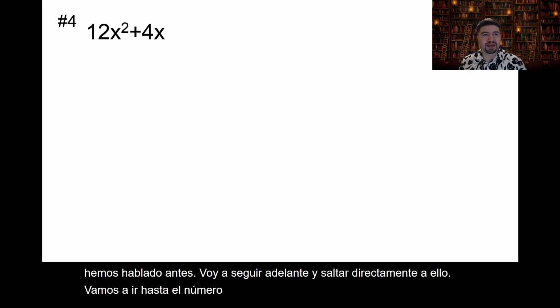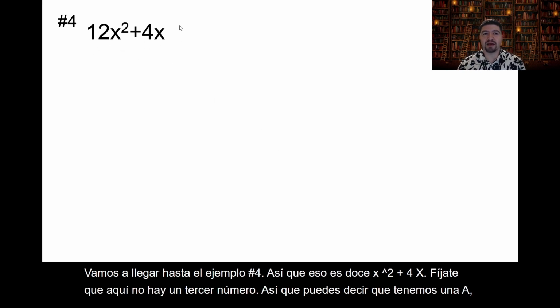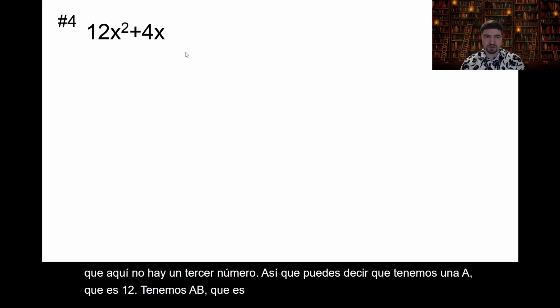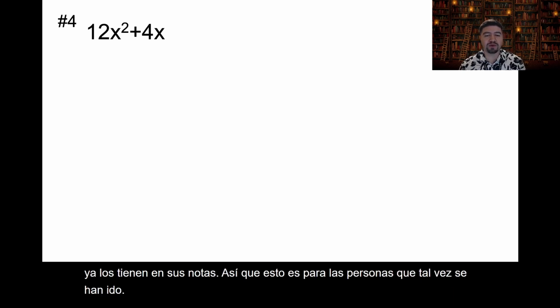So that's 12x squared plus 4x. Notice that there's no third number here. So you can tell we have an A, which is 12, we have a B, which is 4, but we don't have a C. Most of you have these in your notes already, so this is for people who have maybe been gone or those who just need a little bit more of a refresher.